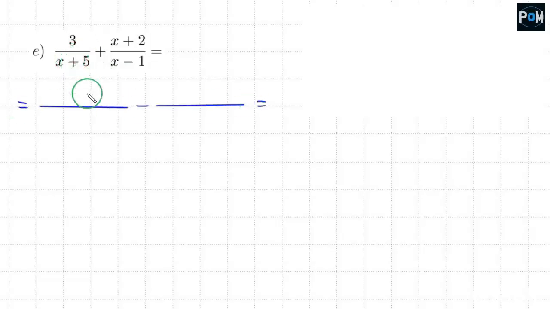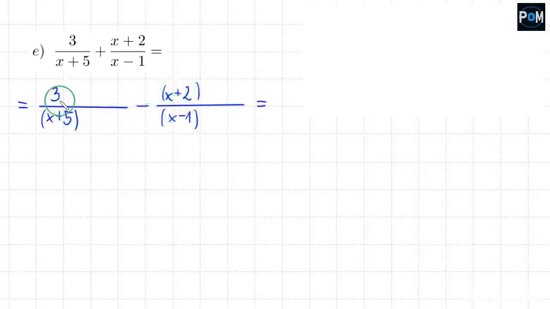Now example E, again kind of longer fraction lines. I write the first fraction for now, 3 on top, x plus 5 on the bottom. But x plus 5 I put in parentheses. Here I also copy this numerator x plus 2, but in parentheses. And x minus 1 I put in parentheses. Where there are additions or subtractions, I enclose that in parentheses.